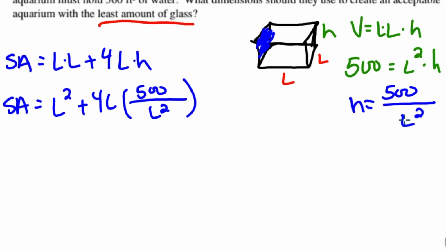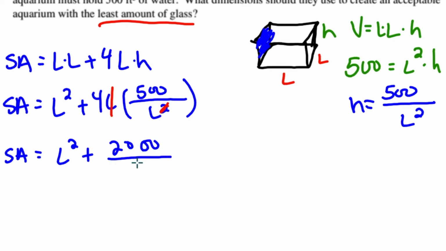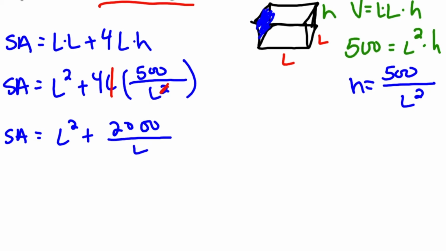And again, just like in the last one, we can cancel out one of these lengths with one of the ones in the denominator. And we're left with the surface area equals L squared plus 2000 over L.